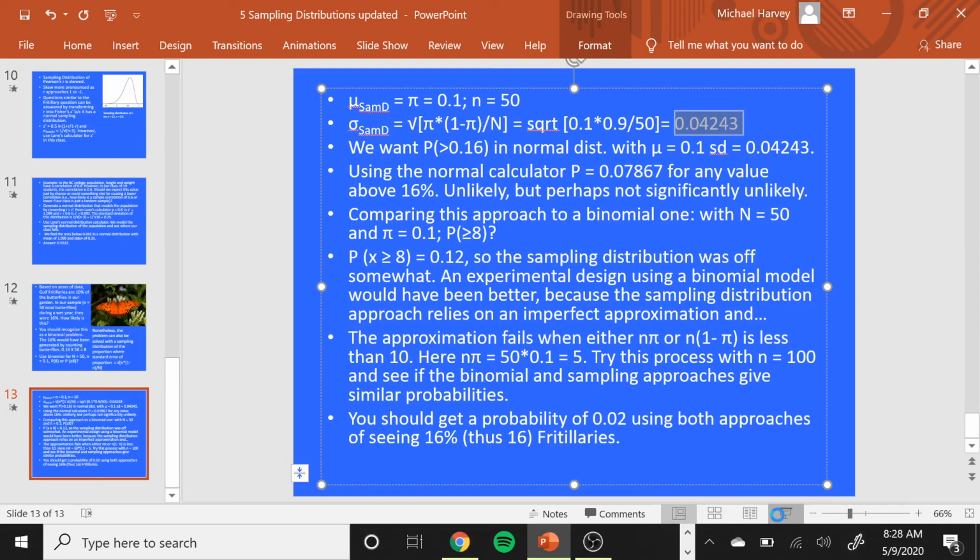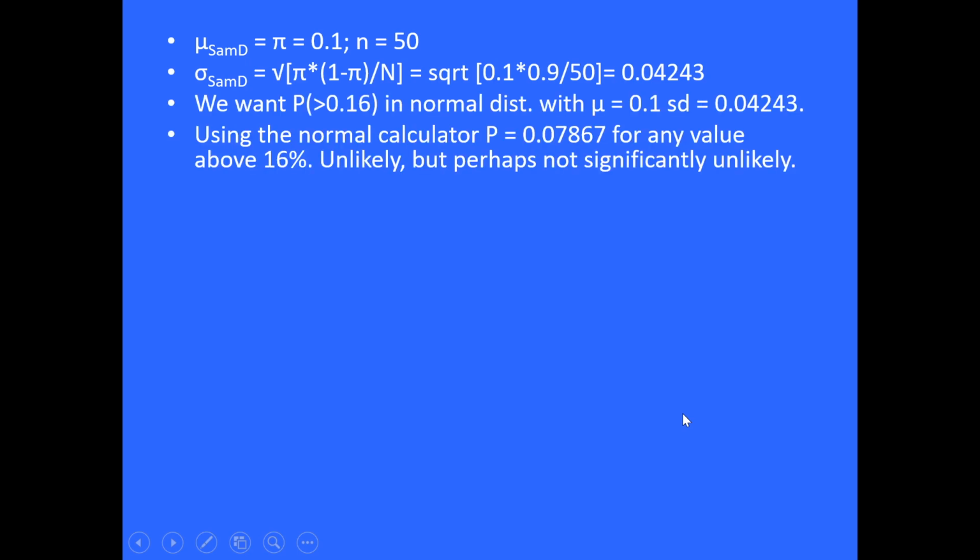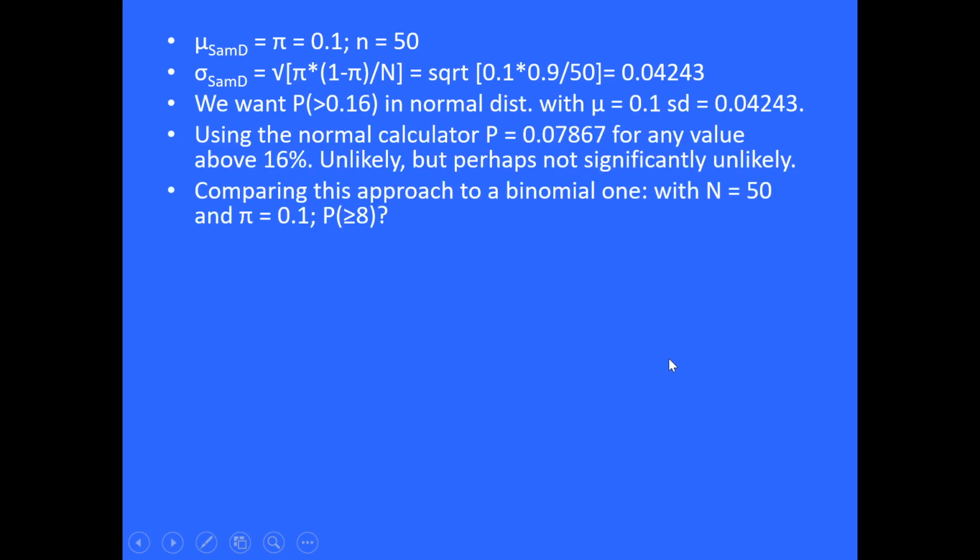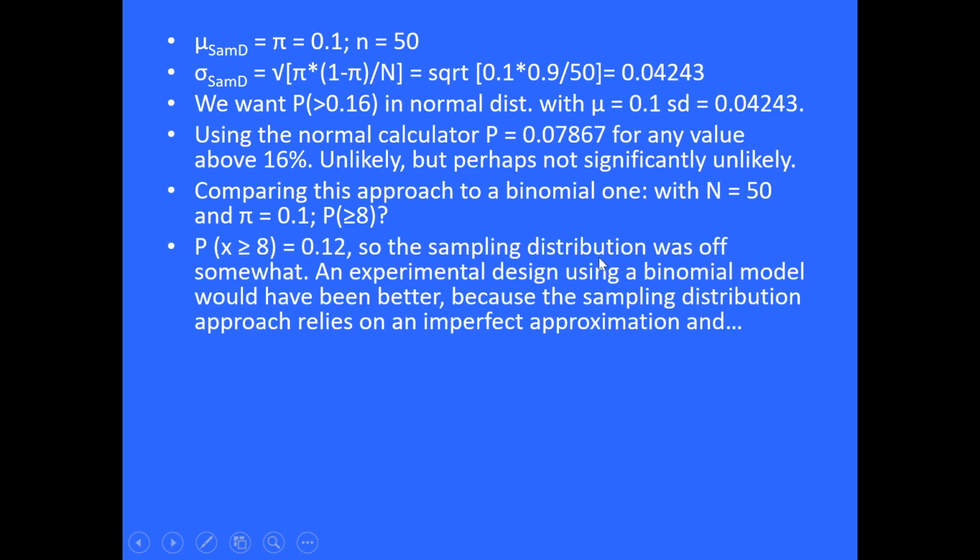All right, so this is kind of what we did. There's the probability we got by using this normal approximation method. Then we tried to do this using the binomial approach, and you get 0.12. So the sampling distribution was off somewhat. It would have been better to use the binomial distribution, and that would have been a better experimental design for this particular study.